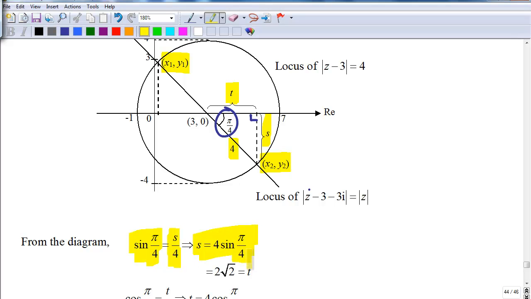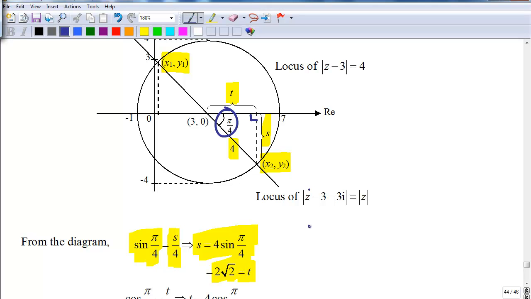Okay, 4 sine pi over 4. Sine pi over 4 is 1 over root 2, giving me 2 root 2. Okay, now it's also equal to T, because tangent pi over 4 is 1. So opposite over adjacent is 1. T and S are the same.